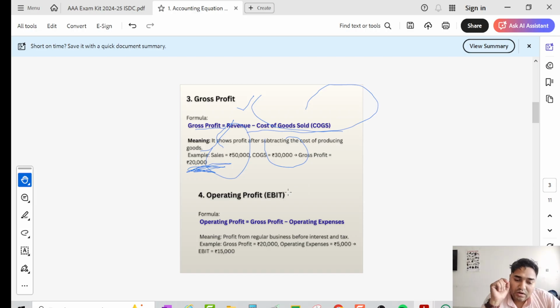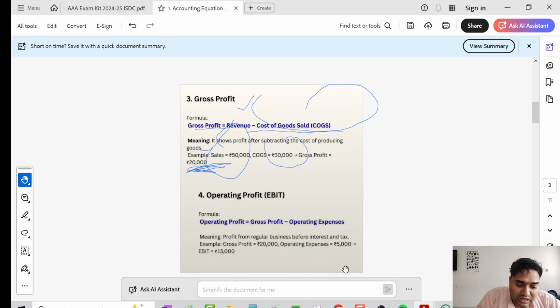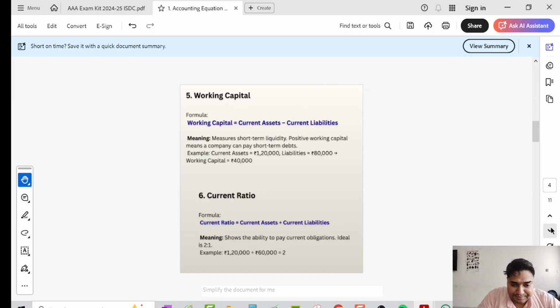There is a formula or concept called EBIT. It means operating profit, so gross profit minus operating expenses. It is the profit from regular business before interest and tax. Example, gross profit is 20,000 and operating expenses are 5,000. So 20,000 minus 5,000 is equal to 15,000.